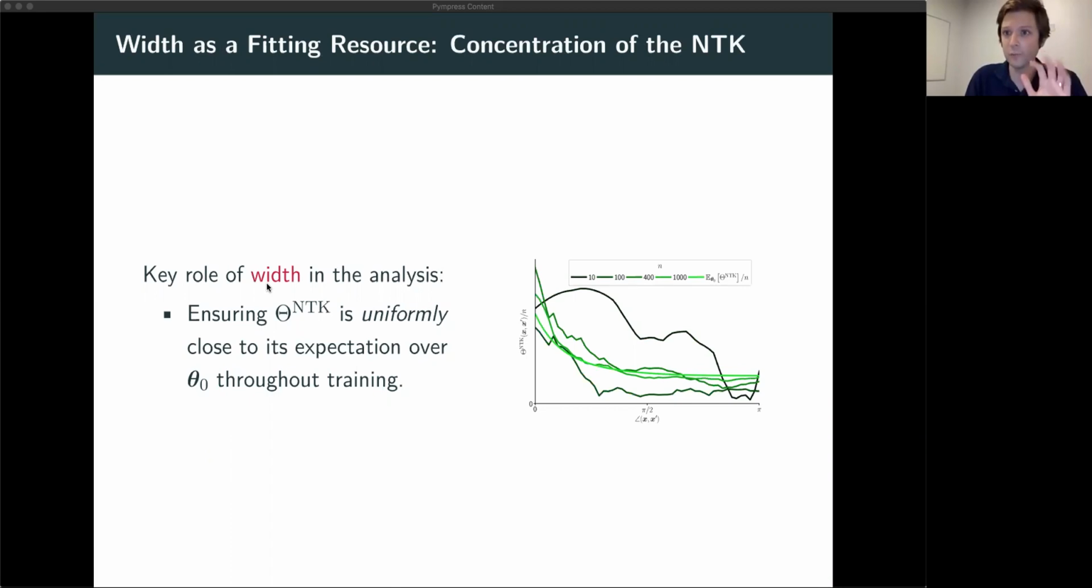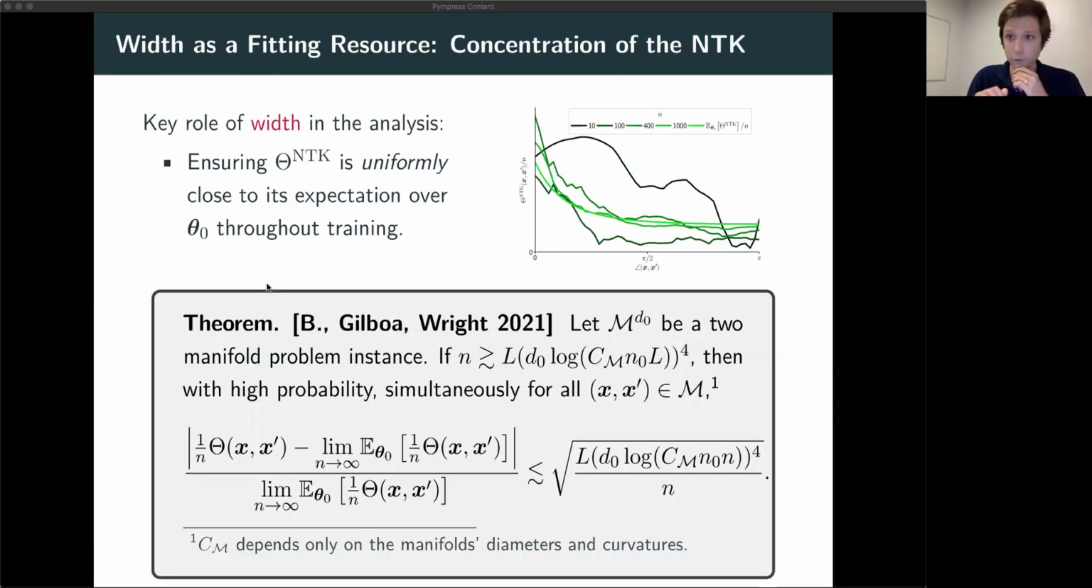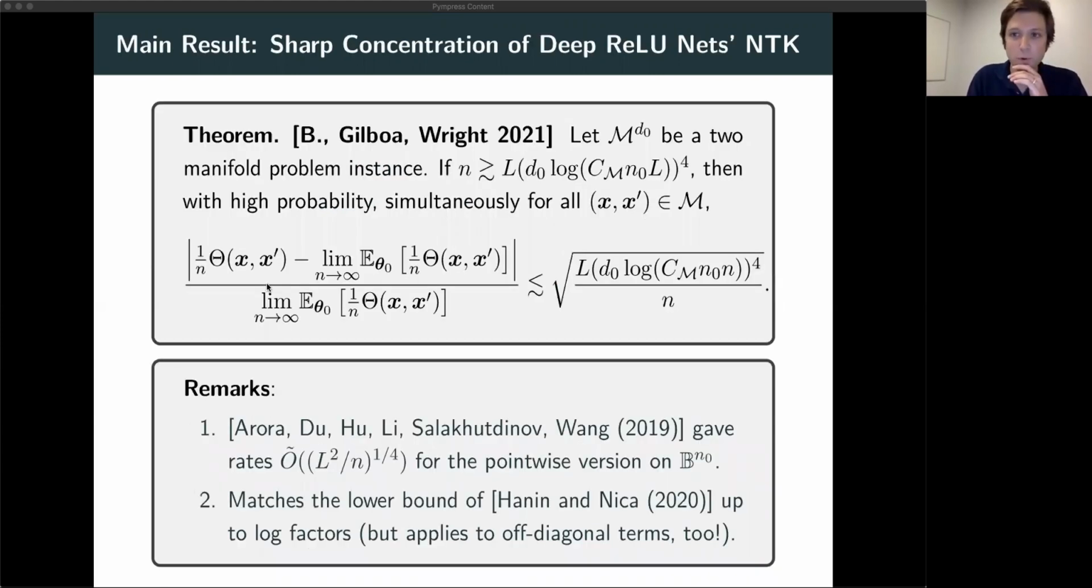And so the result we prove here is new rates of concentration for this kernel. These are uniform rates of concentration. The bound is a high probability tail bound that holds simultaneously for all inputs. And it holds in the regime where the width grows linearly with the depth, up to polylog factors, as well as a polynomial dependence on the dimension. Just a couple quick comments on this result.